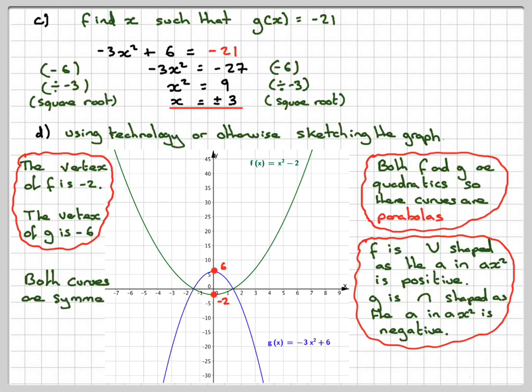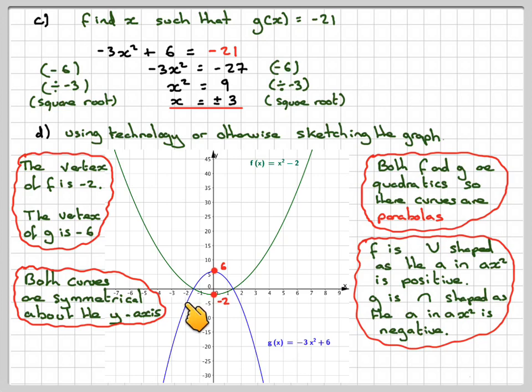Both curves are symmetrical about the y-axis, and that's quite an important fact when we're dealing with quadratics. When we've got minus 2 here and 2 here, we can see they're the same, and we get minus 2 here and minus 2 here. We see we get the same value.